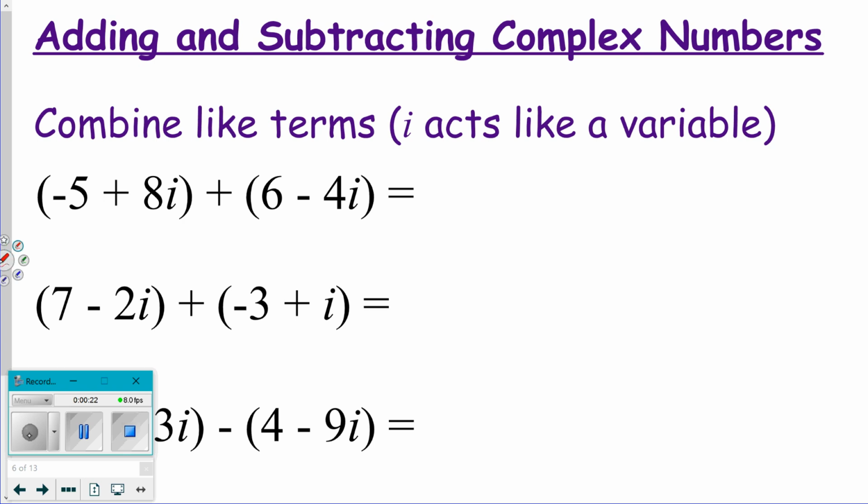So the way you would treat it if it was like the first one, -5 plus 8x, you would treat that the same as -5 plus 8i. i is like a variable, acts just like an x does in this case.